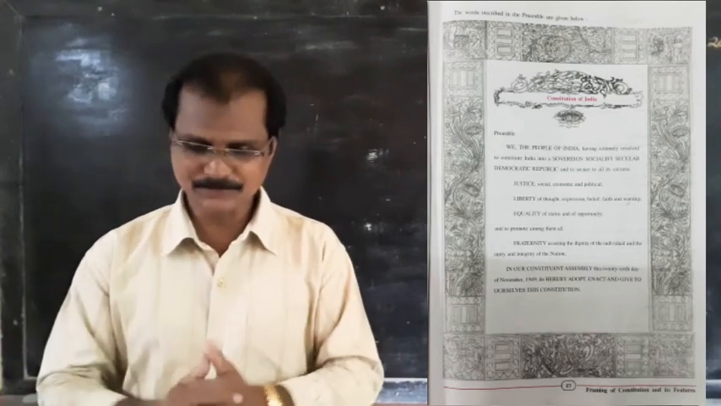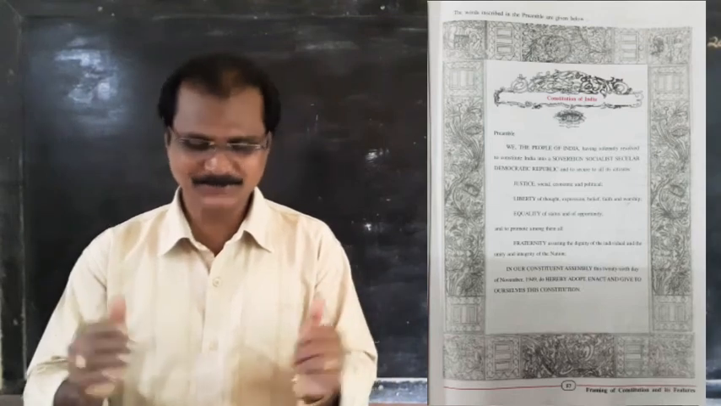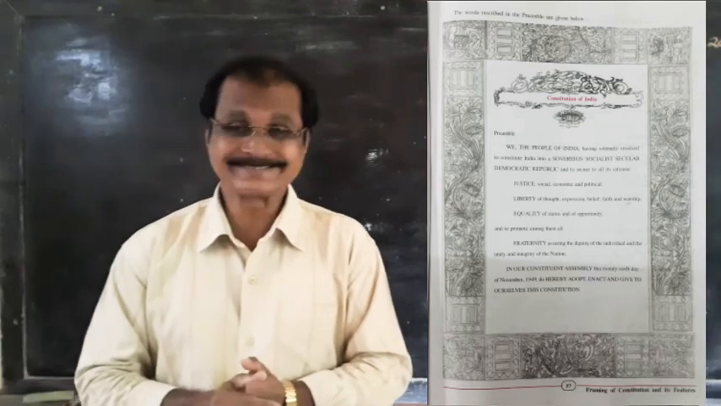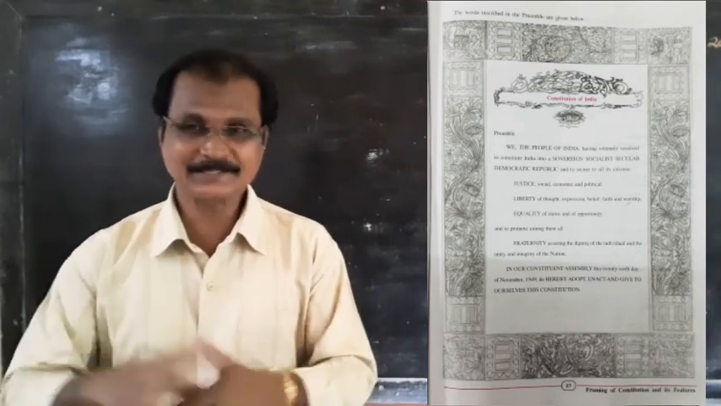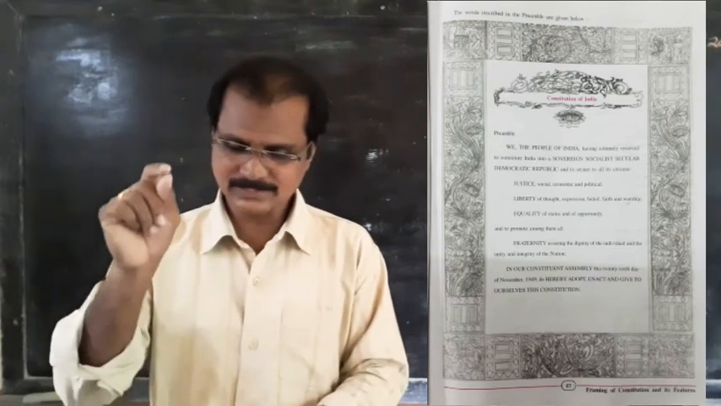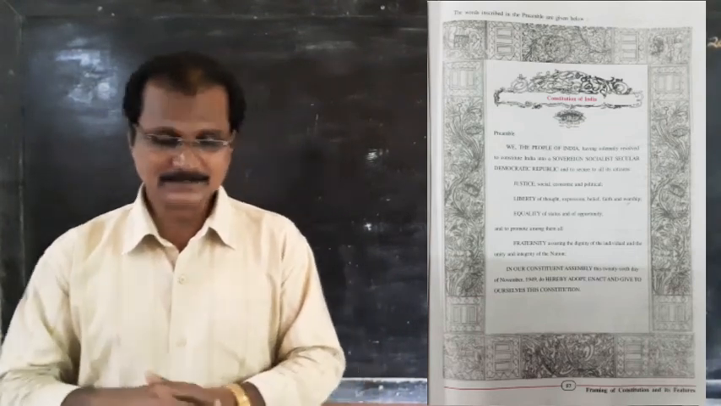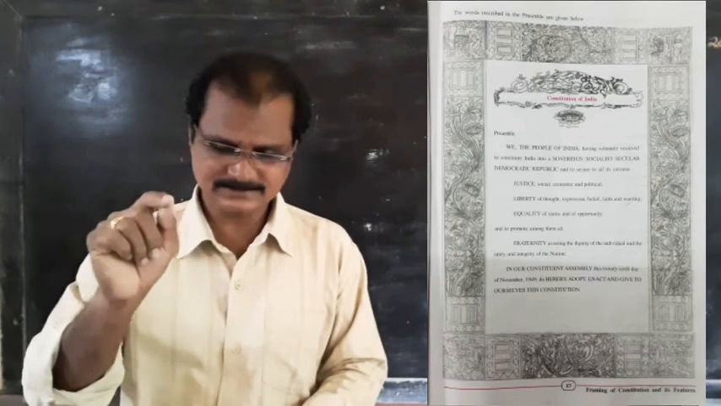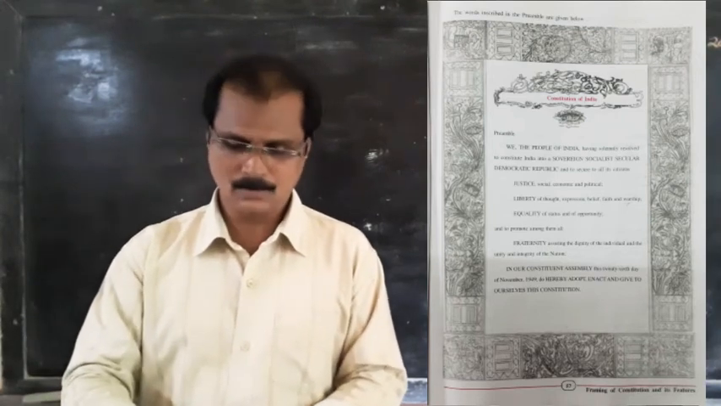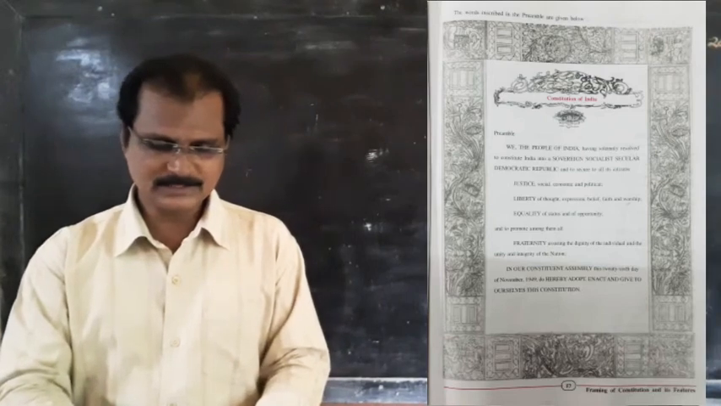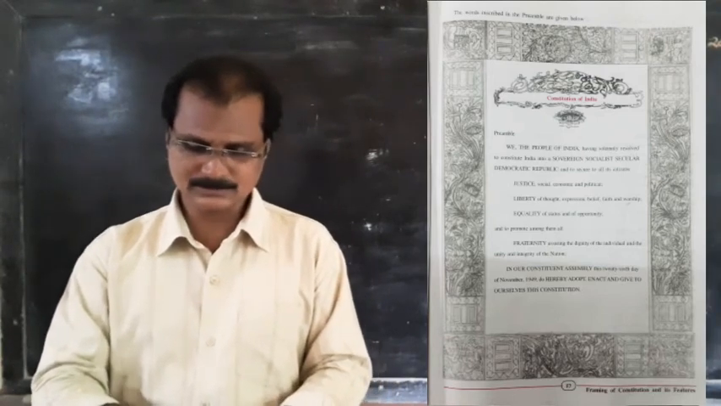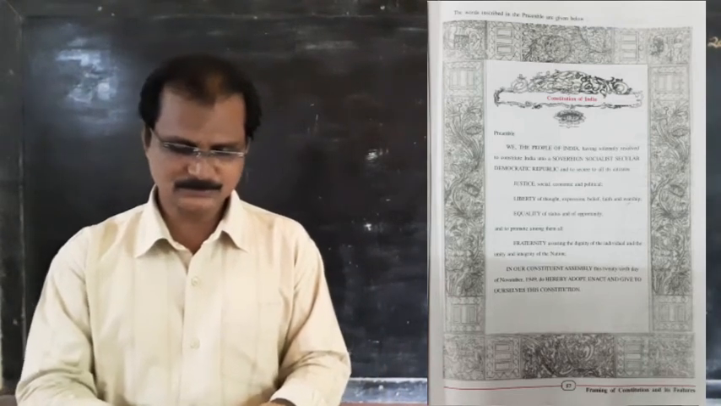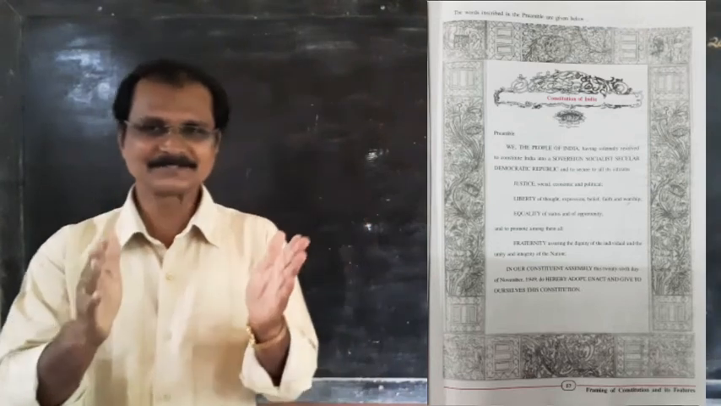We, the people of India, having solemnly resolved to constitute India into a sovereign, socialist, secular, democratic republic and to secure to all its citizens: justice, social, economic and political; liberty of thought, expression, belief, faith and worship; equality of status and opportunity; and to promote among them all fraternity, assuring the dignity of the individual and the unity and integrity of the nation. In our Constituent Assembly, this 26th day of November 1949, do hereby adopt, enact and give to ourselves this Constitution.